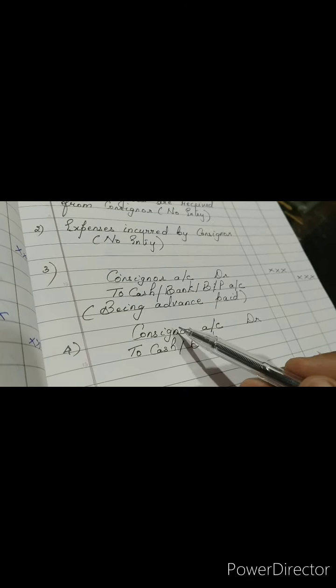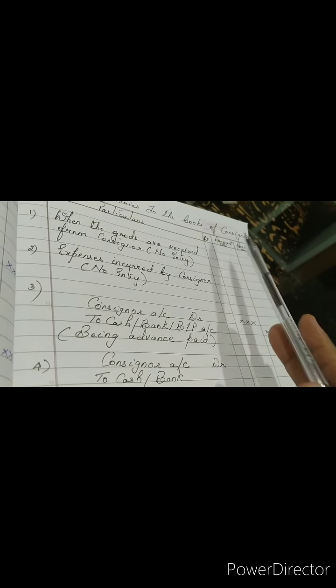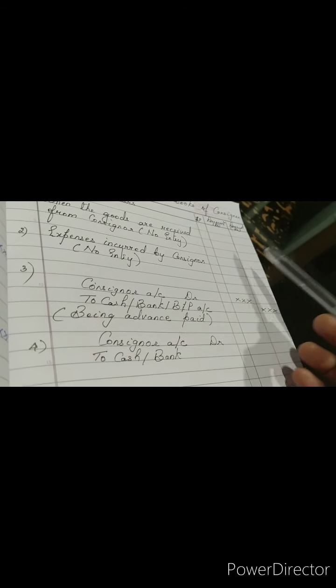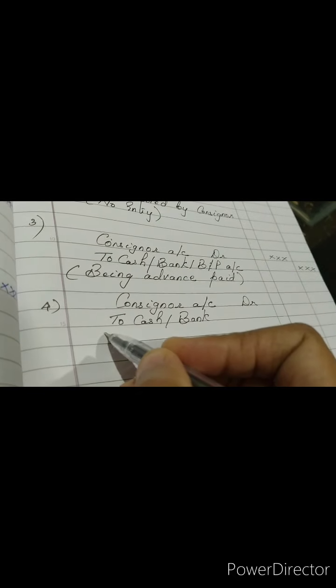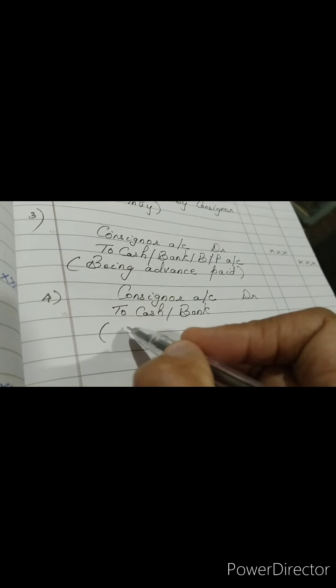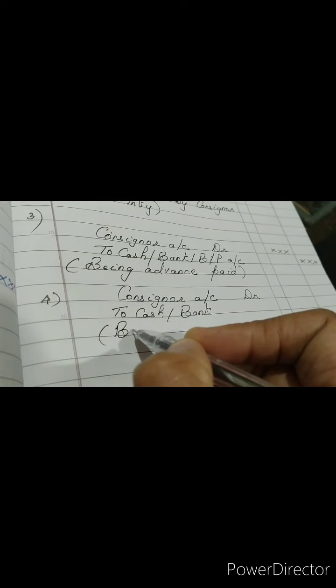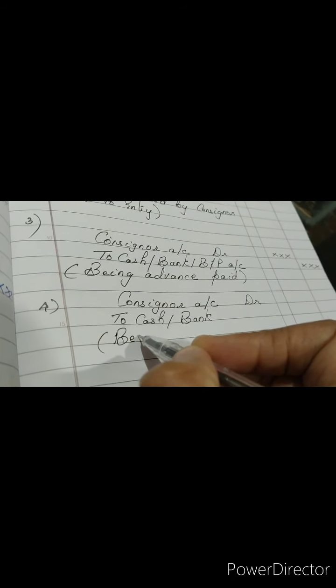The expenses which the owner of the goods, or say the principal of the goods, is bearing, and also the expenses that are borne by the agent, are responsible to be paid by the consigner. Consigner is supposed to pay off all the expenses that consignee is putting up on these goods which he has sent on consignment. So this is how you will write the journal entry, students. So this is being the expenses incurred by consignee.